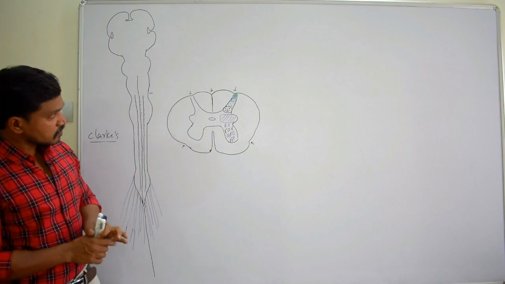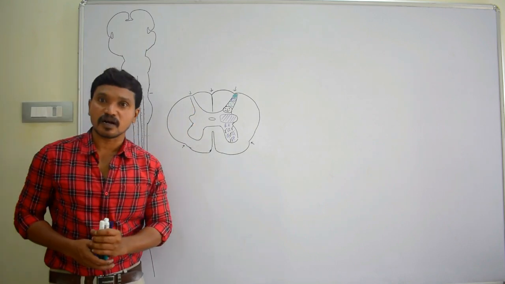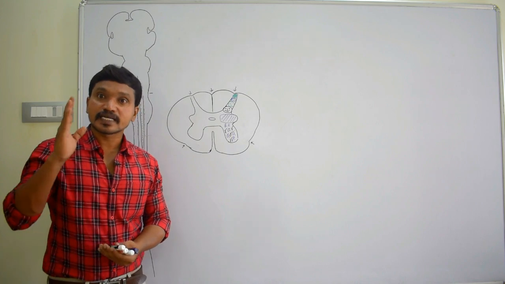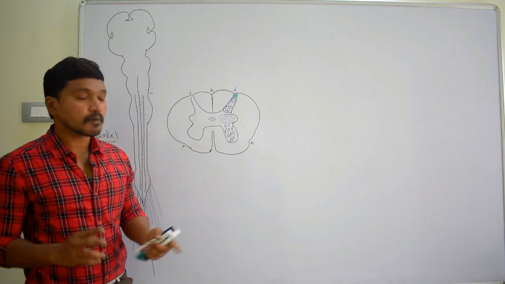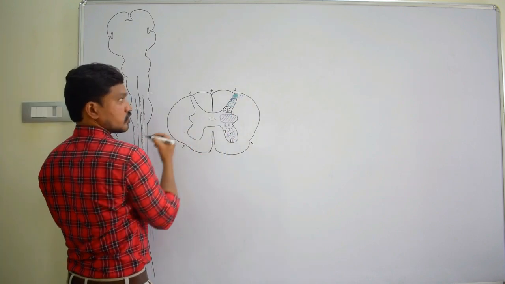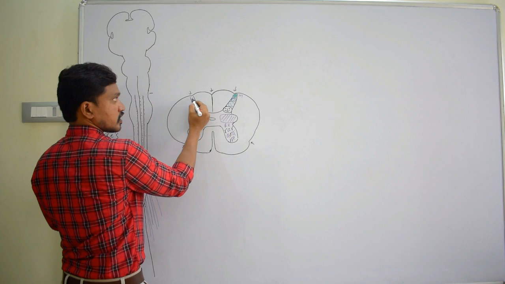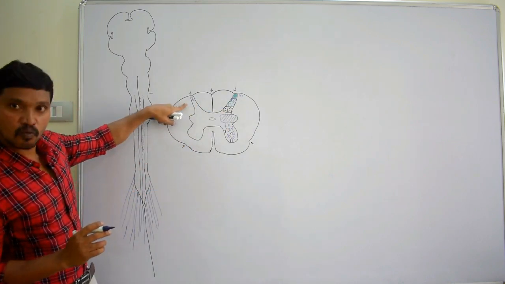At the same time we will try to draw the Rexed laminae here. The grey matter of the spinal cord has been divided into 10 laminae. Those laminae are what we call Rexed laminae. Let me compare those laminae with these nuclei. This is the marginal nucleus. Here this is lamina 1. Marginal nucleus is equal to lamina 1.